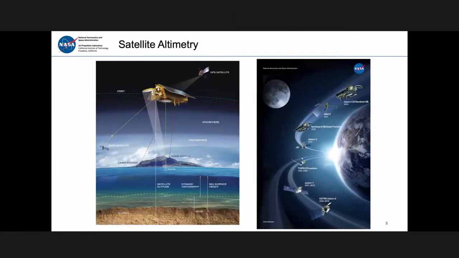1992. So just one quick slide on how satellite altimetry works. It's essentially a rangefinder.